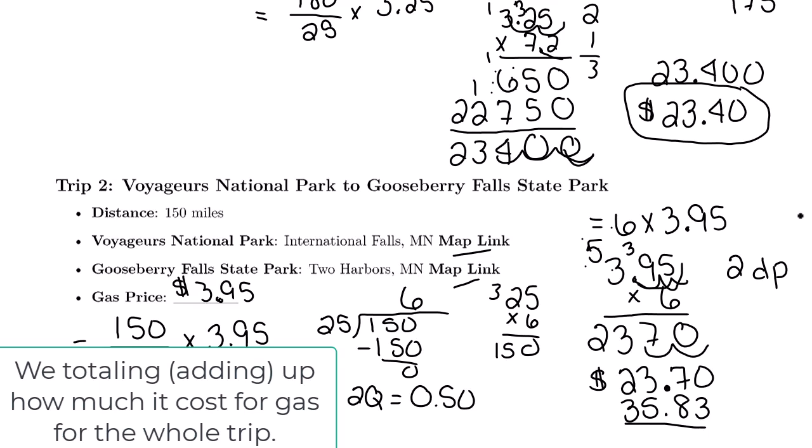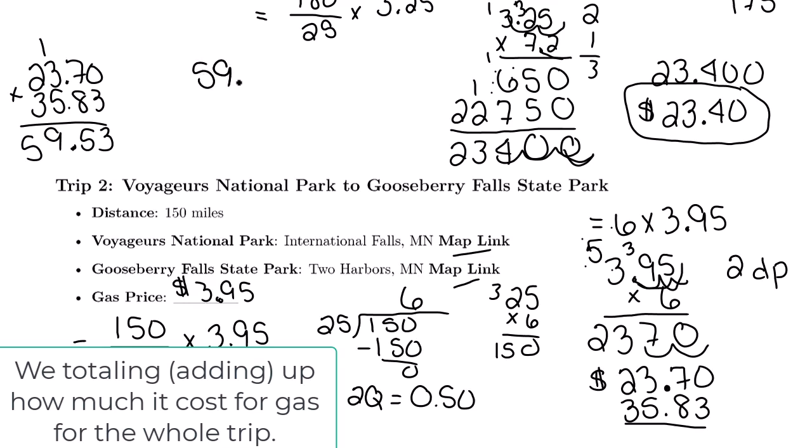I'm actually going to write it right over here. 23.70 plus 35.83. Okay, 8 plus 7 is 15. And oh, Kathryn, remember to bring down your decimal. 3 plus 5 is 8 plus 1 is 9. 2 plus 3 is 5. Now we're going to add the last one. We have $59.53 so far.